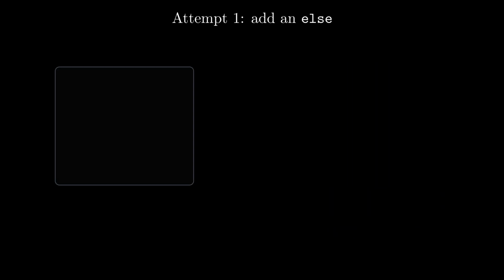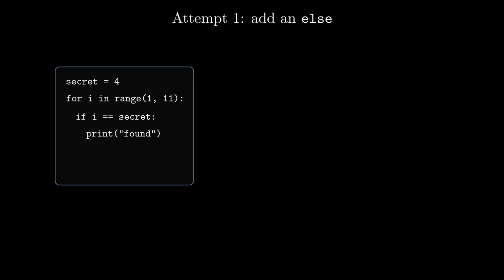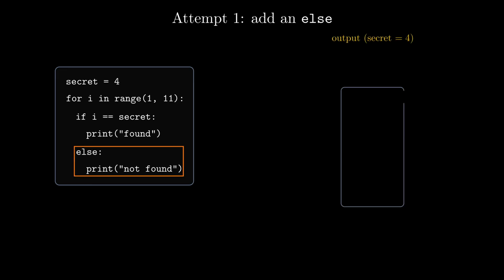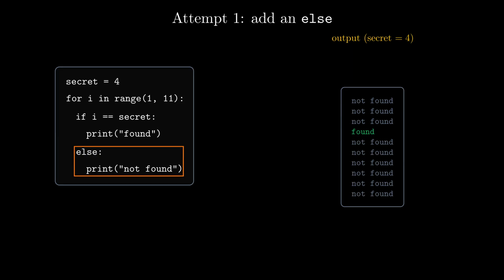Now the second version. We also want to announce when the number is not found. The obvious first attempt is to add an else branch that prints not found. But run it with secret equal to 4 and watch what happens. It prints not found 3 times, then found, then not found 6 more times. The problem is structural. The loop checks every value in the range, and on each pass, the if-else fires, printing either found or not found. So you get a verdict on every single number, not one verdict for the whole search.